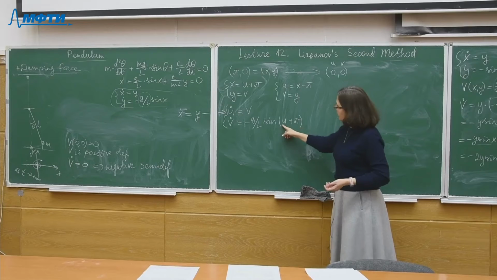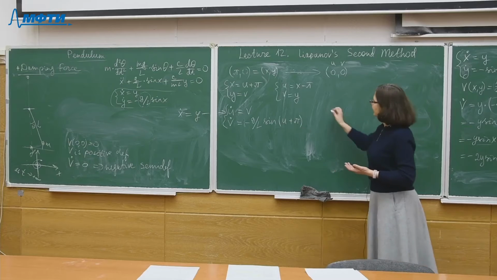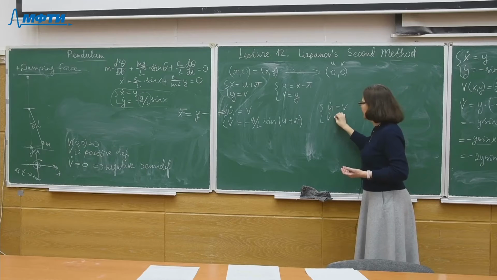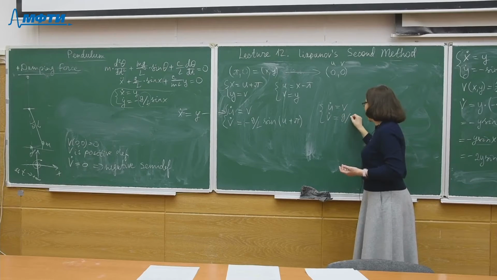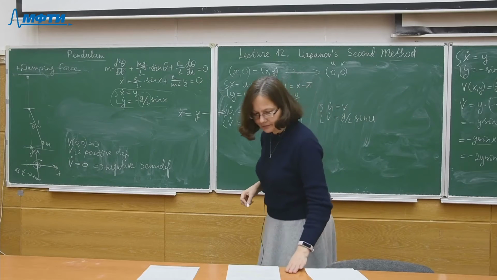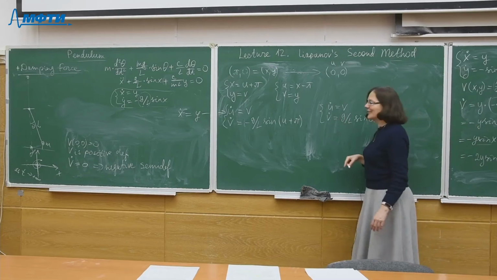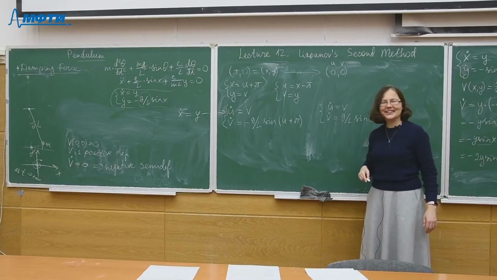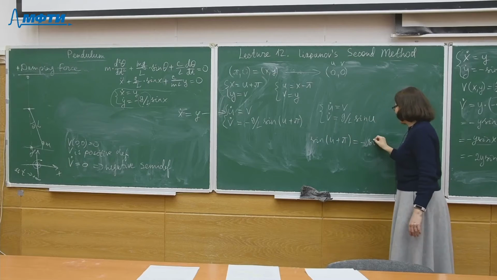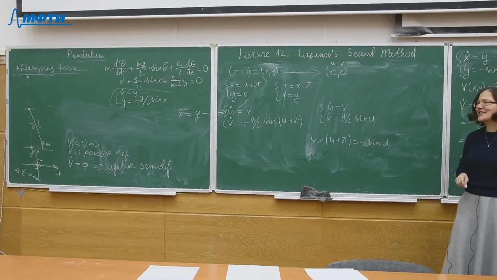So what is sine of u plus pi? Can we simplify this? Minus sine u, yes. So we have the following: u dot equals v, and v dot equals g over L sine u. So this is the new system. But why is it minus sine u? By trigonometric formulas: sine of u plus pi equals minus sine u. From school, a rotation by 180 degrees turns everything around.